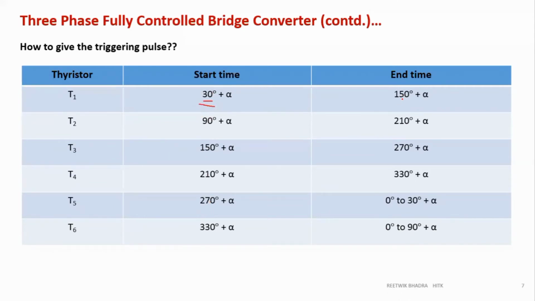Now, 150, this becomes 210, all adding 60. Now from 270, at maximum it will go to 360, and the rest continues from the first 0 to 30 degrees, as we saw in the inverter. I'll take an example and show you how this is to be done.